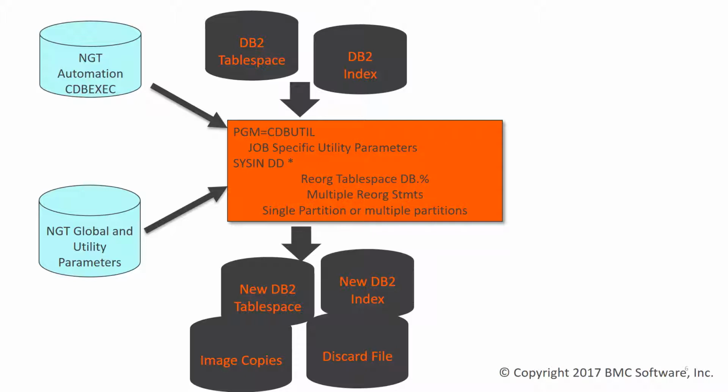This diagram is what we just went over. The input to the JCL, represented in the middle box here, is the NGT automation points passed via the CDB exec DD, and the plus parameters or NGT global or utility parameters passed in the appropriate DD statement. Any parameter not specified in the JCL will use the default value set up by the system programmers.